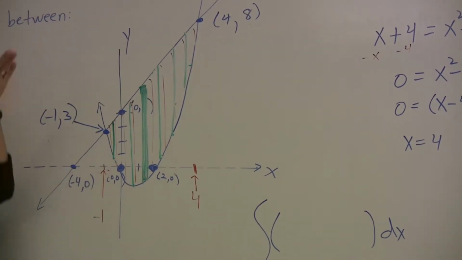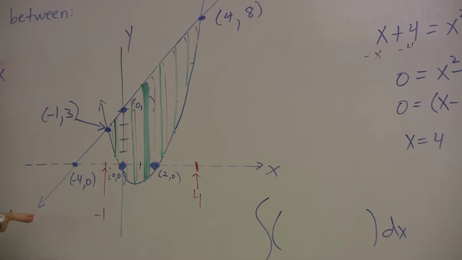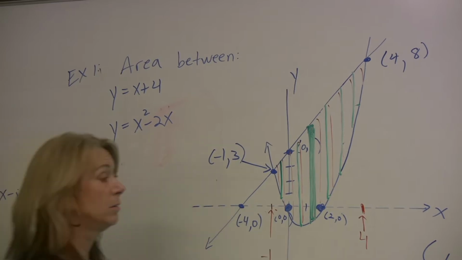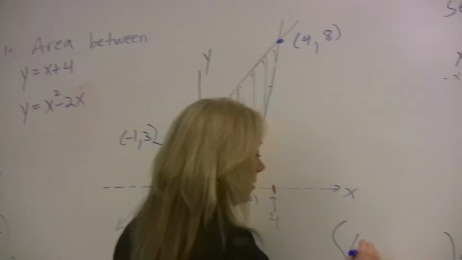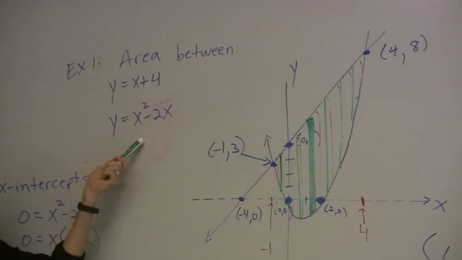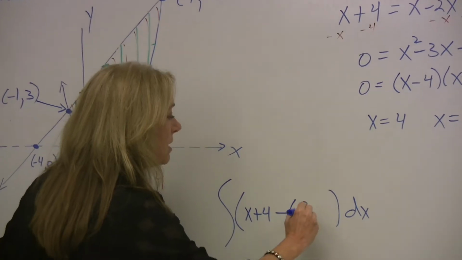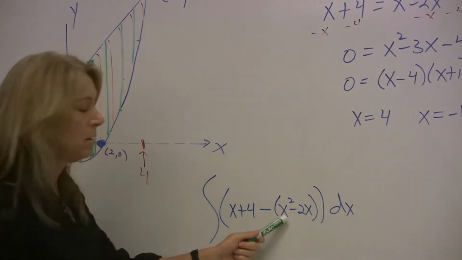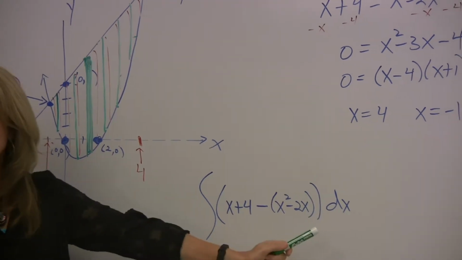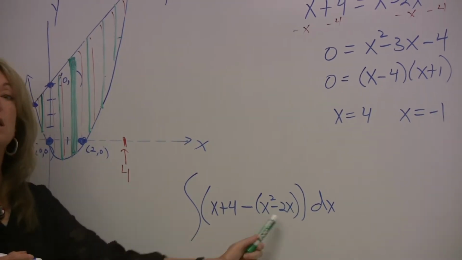I need to take the top function minus the bottom function. The top function is the line, x plus 4, minus the bottom function, which is the parabola. And make sure you put parentheses around that, to make sure that you actually subtract the whole function. You guys see that? Lydia, can you see? I see your head going.